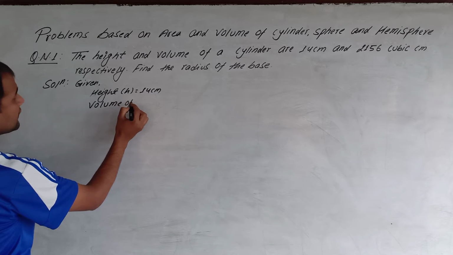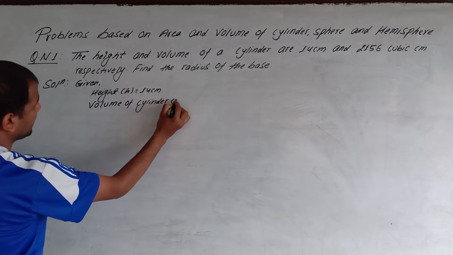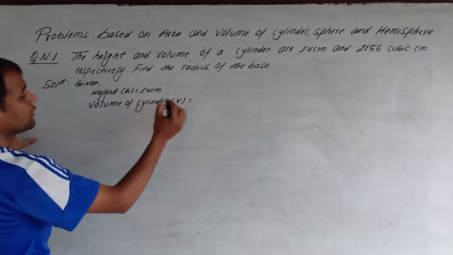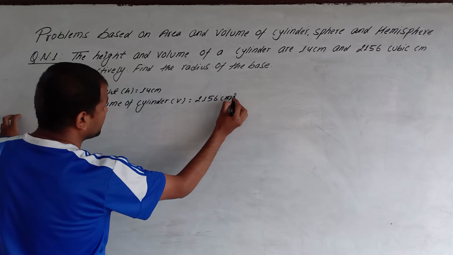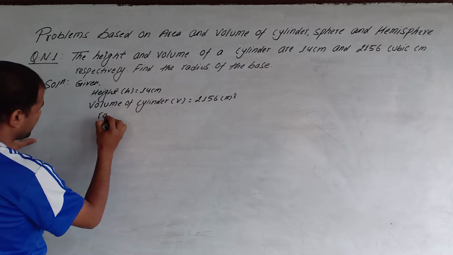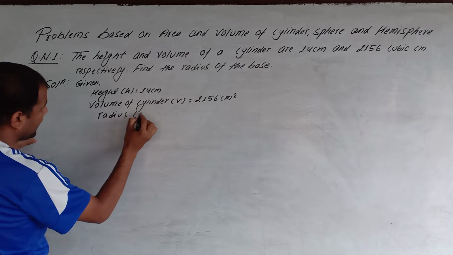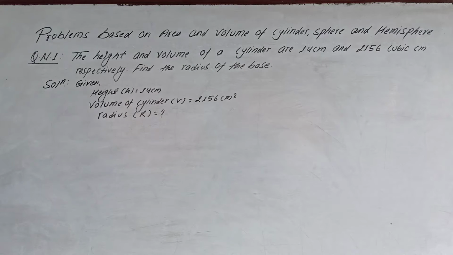and volume of cylinder V is equal to 2156 centimeter cube. Find the radius. R is equal to what? So here are given two values. First one is height of the cylinder and next one is volume of the cylinder. By using these two we find the radius of the cylinder.